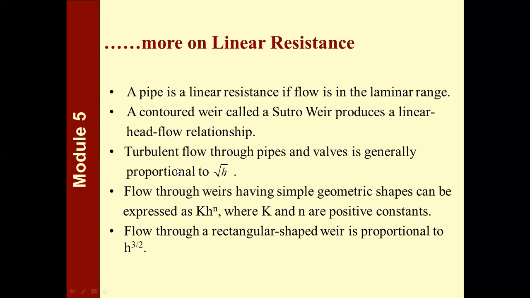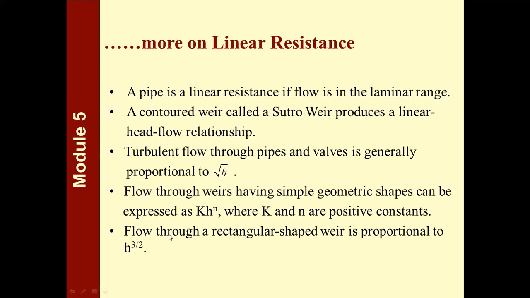Now for turbulent flow. It was mentioned here that if the flow is in the laminar range, your relationship between head and resistance is linear. For turbulent flow through pipes and valves, generally your Q sub O is proportional to the square root of the head, or the level of the liquid inside the tank. Flow through weirs, on the other hand, having simple geometric shapes, can be expressed as KH raised to N, where K and N are positive constants.